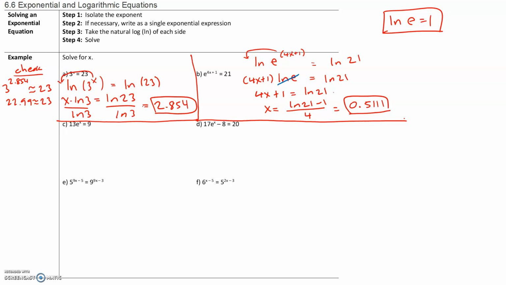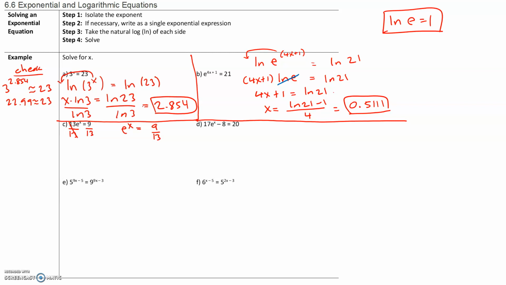Okay, let's take a look at our next example. We have 13 e to the x equals 9. So step 1, it says isolate the exponent. Now in this case, the exponent is not isolated. Notice that the e to the x has a 13 in front as a coefficient. So the first step, if you want to isolate the exponent, is we need to divide both sides by 13. So we get e to the x equals 9 over 13. That's going to be our first step.